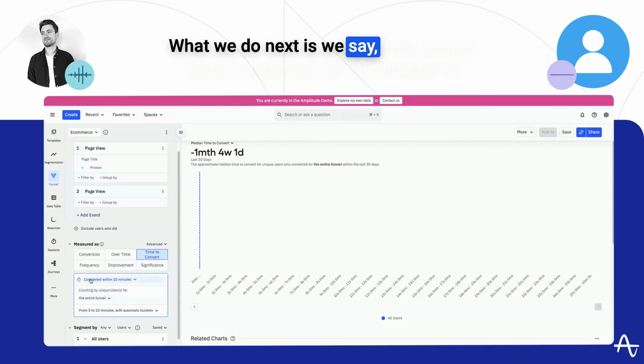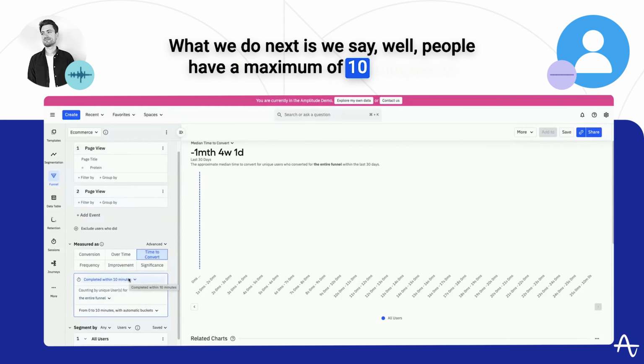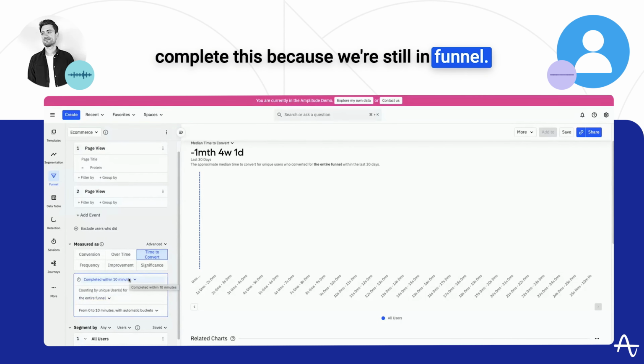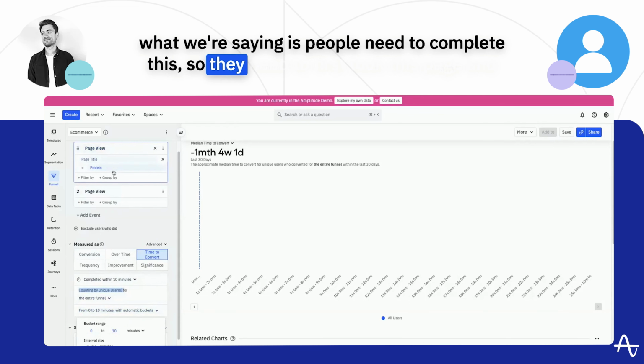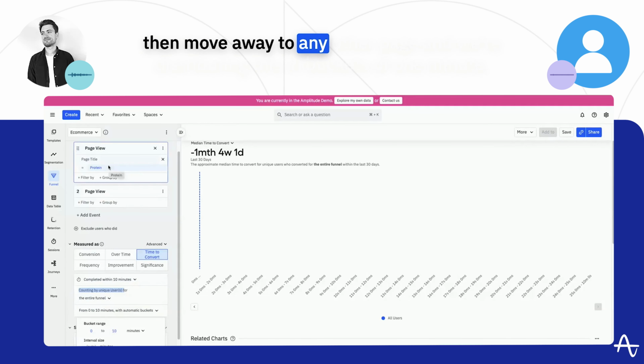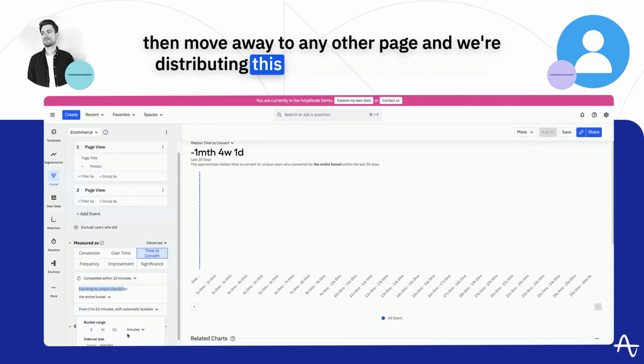What we do next is we say, well, people have a maximum of 10 minutes to complete this because we're still in a funnel. So we need to set our conversion window. And what we're saying is people need to complete this. So they need to first look at this page and then move away to any other page. And we're distributing this in buckets of 1 minute.